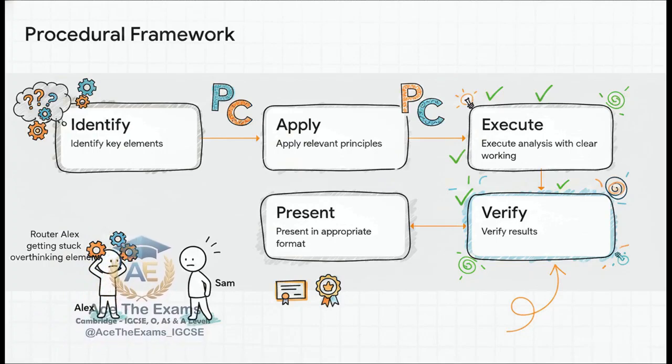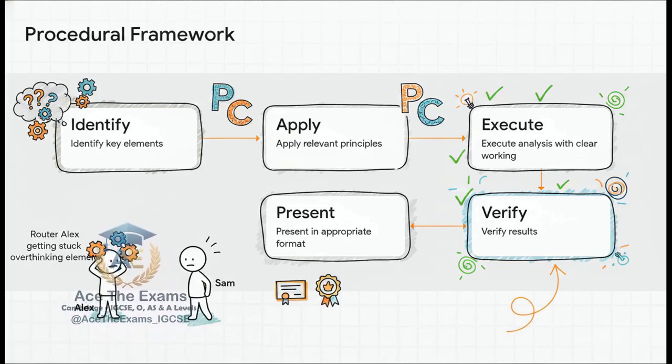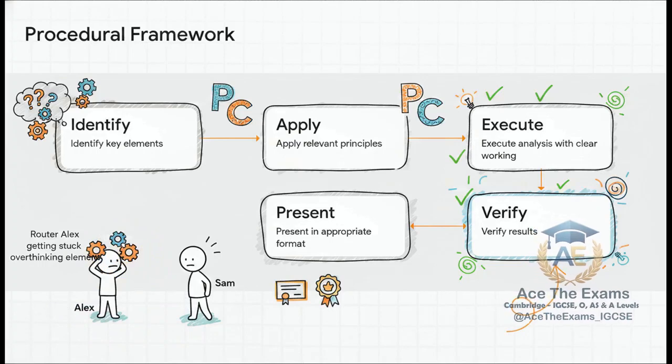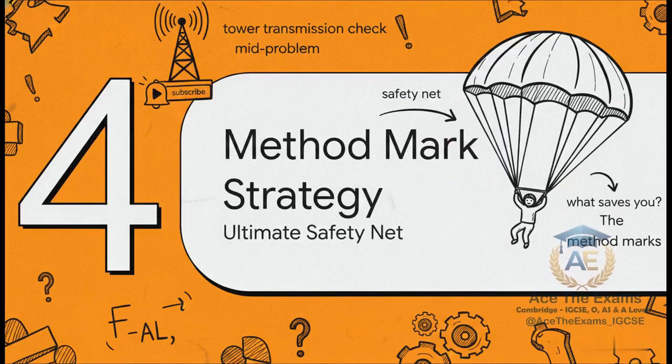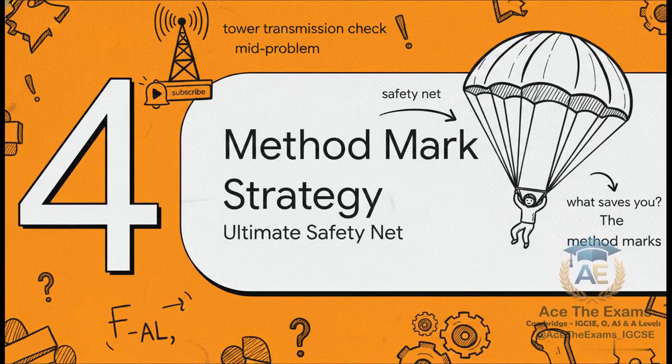That very first step, identifying those key elements to determine whether order is actually important, is the most critical hurdle in permutations and combinations. If you misread the radar there, the entire sequence crashes. Transitioning to Phase 4, the method mark strategy. This is your ultimate safety net.